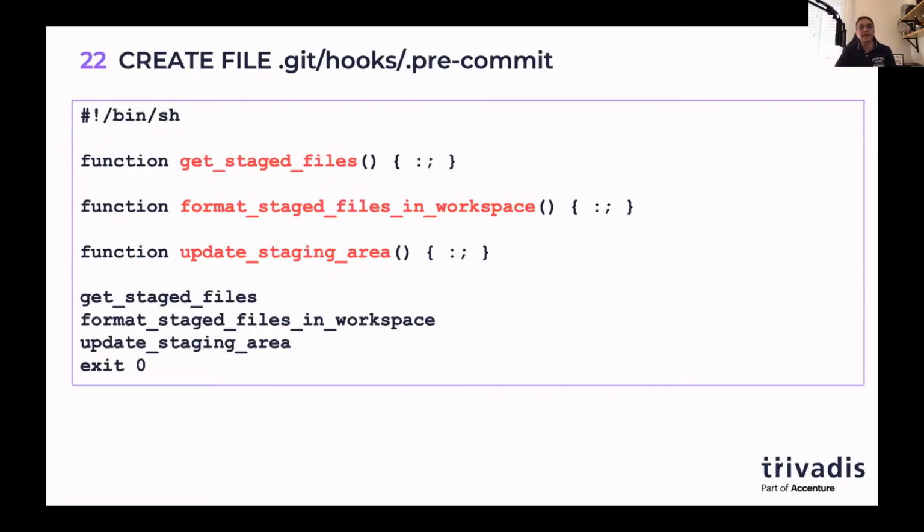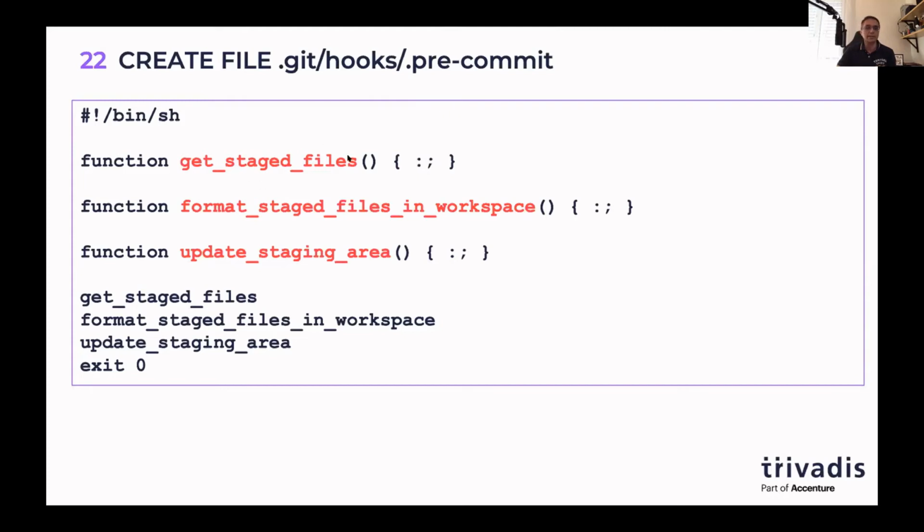Then the next thing is to create the Git hooks pre-commit file. The simple one that really fits on the slide has three things to do. We have to identify the staged files. We have to format these files, and then we have to update the staging area. That's it. These are the functions called here, and then I exit with 0. Exit with 0 means that we do not abort the commit process. A non-zero value will lead to an abort of the commit process.